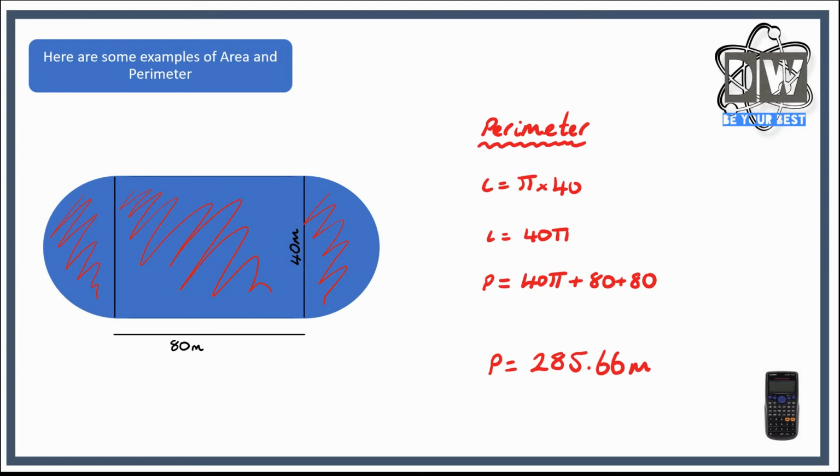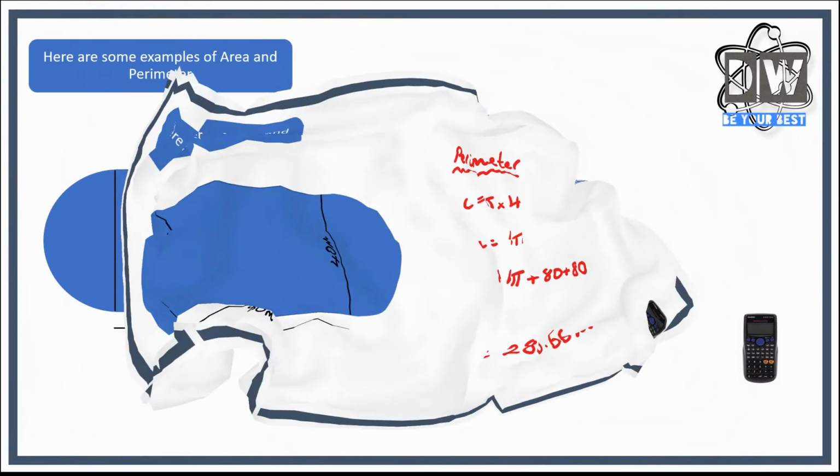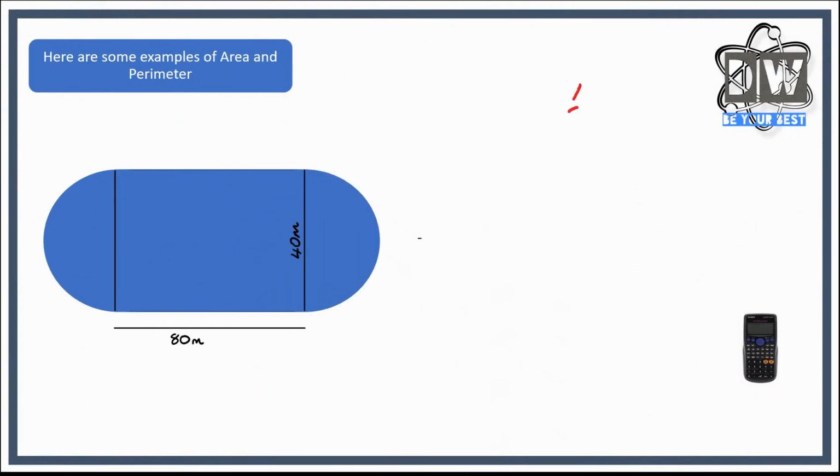So the same thing now is going to happen for the area. Remember, it's made up of two shapes. It's made up of a circle and the rectangle, which is 80 by 40. So let's have a look at that one now. So this time we're working on the area. This is much easier. Well, I think it's much easier.